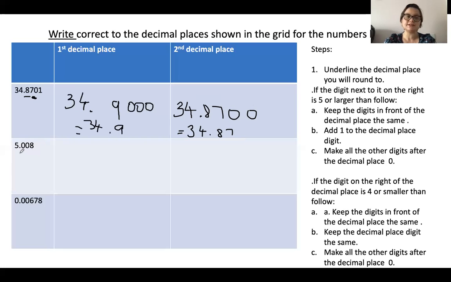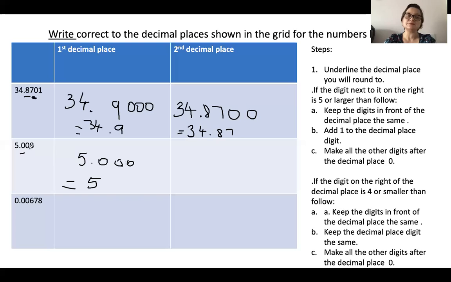Let's do the same thing with number 5.008. The first decimal place is going to be the first 0. And the next one is again 0. So we keep 0, 0 becomes 0, and then keep the 5 the same. So it's going to be 5 point, everything after becomes a 0. Which obviously, 5.000 is just a 5.